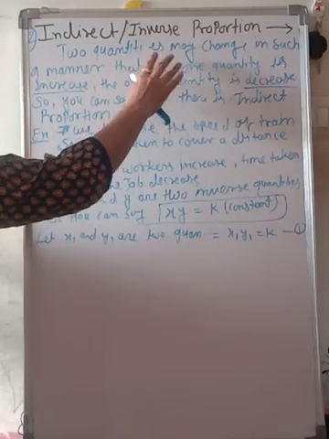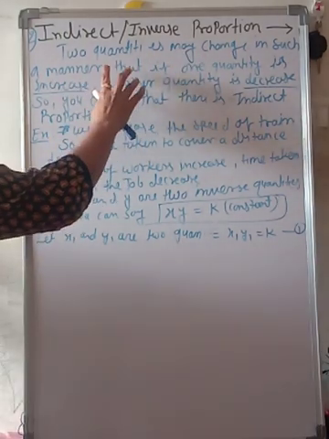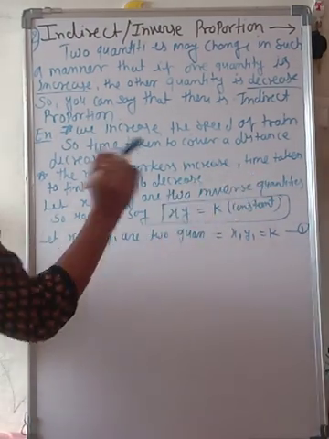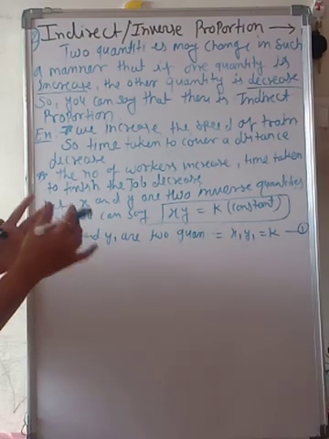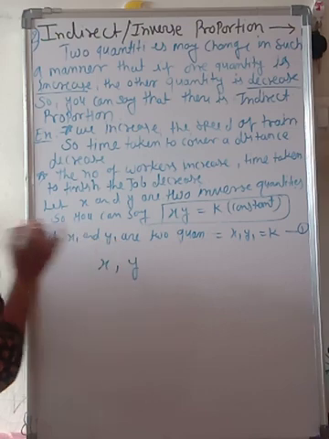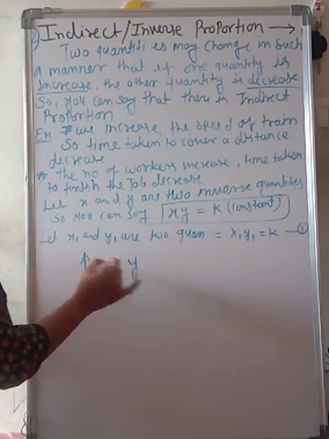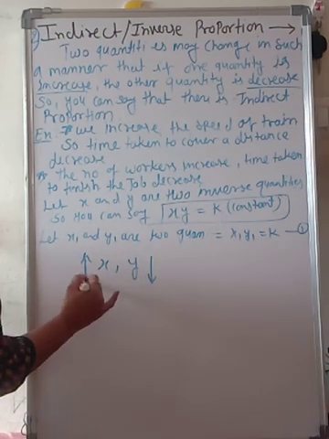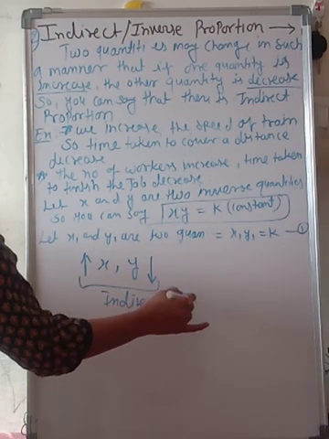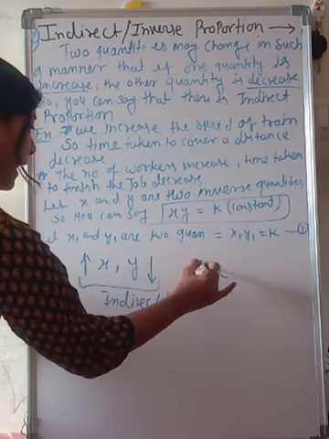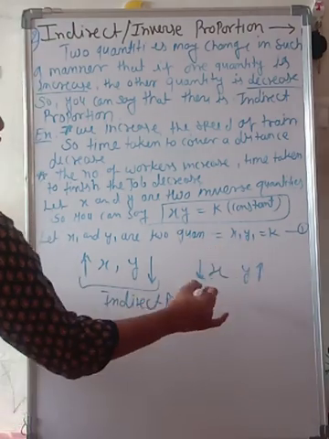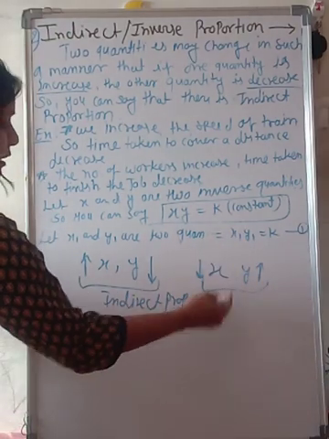Two quantities may change in such a manner that if one quantity is increased, the other quantity is decreased. That is an indirect proportion. Now suppose x and y are the two quantities. If x is increased and y is decreased, that is called an indirect proportion. Or you can say x is decreased and y is increased, so this is always called an indirect proportion.